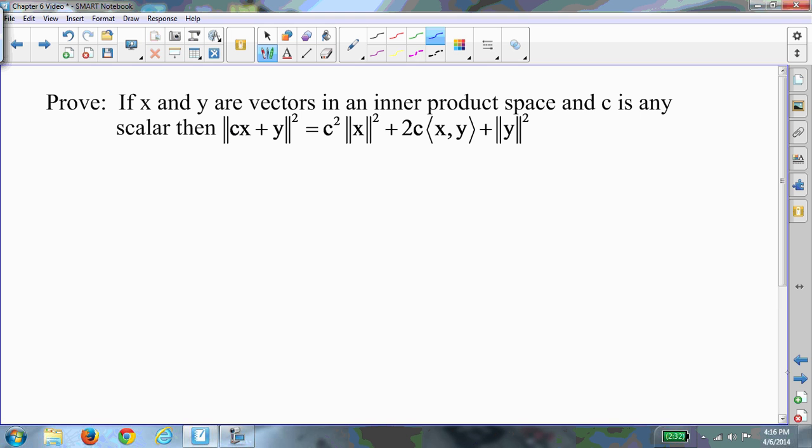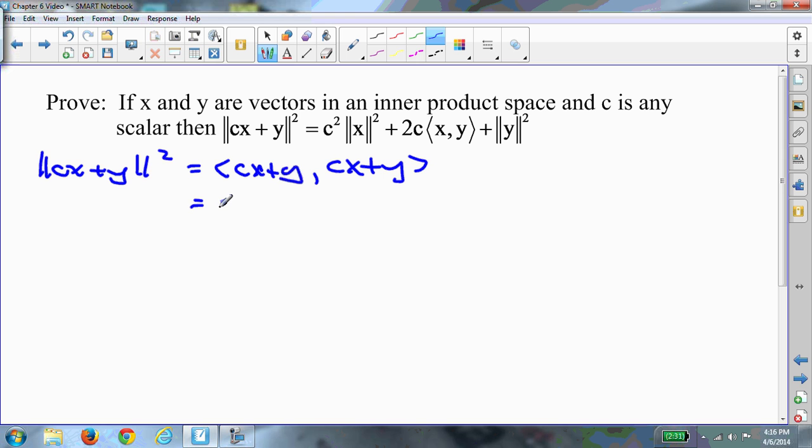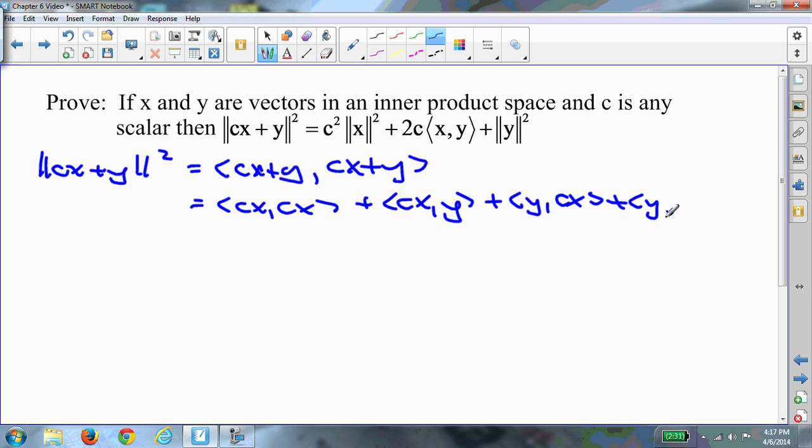So what I'm going to do next is a proof using all the inner product properties that we have. I'm going to start with cx plus y, quantity squared, and basically use our definitions of inner product properties to put this together. So cx plus y magnitude squared is basically equal to cx plus y, inner product cx plus y. But again, since inner product properties are distributive, I can rewrite this as cx comma cx plus cx comma y plus y comma cx plus y inner product y.